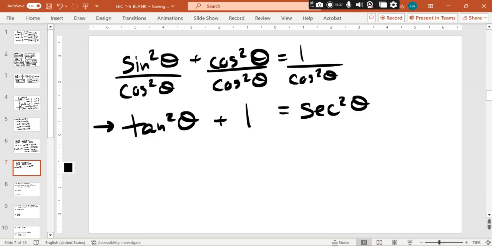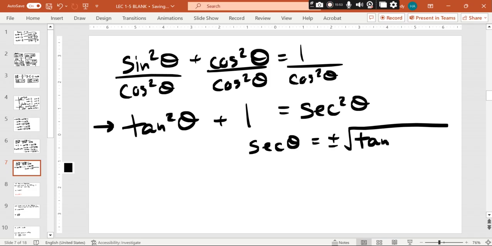So first things first, since it's secant squared over here, I can just take a square root here, square root there. So first variation, secant theta is equal to plus or minus the square root of tangent squared theta plus 1. Notice they're adding, right? So this is the addition formula here.